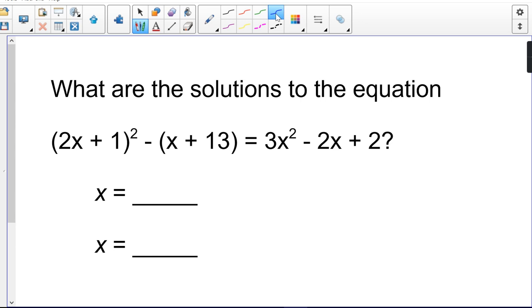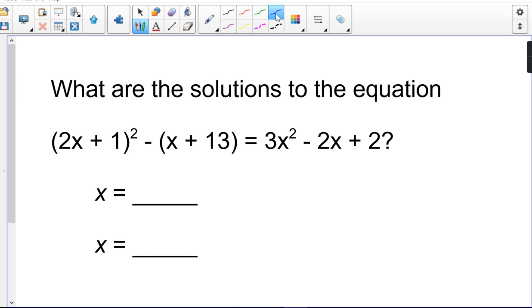What are the solutions to the equation (2x + 1) squared minus (x + 13) equals 3x squared minus 2x plus 2? And you see how it says x equals and x equals. So you see that there are going to be two solutions for x. Okay, so we know we have to solve. We know we have different methods of solving.